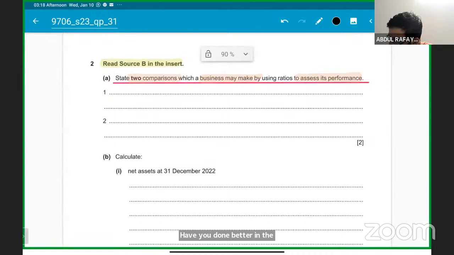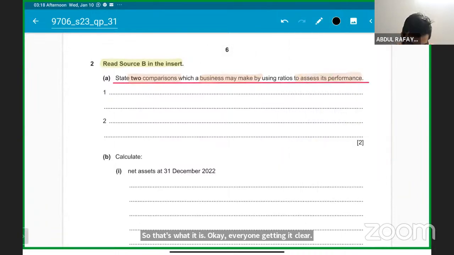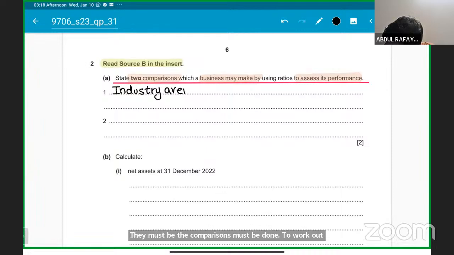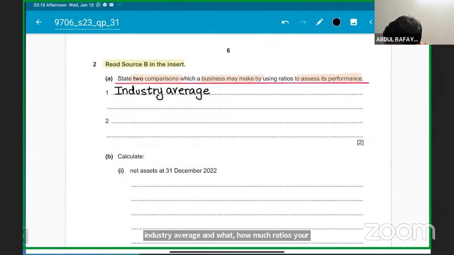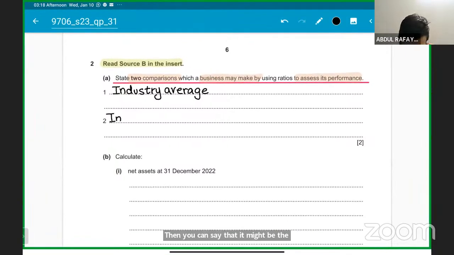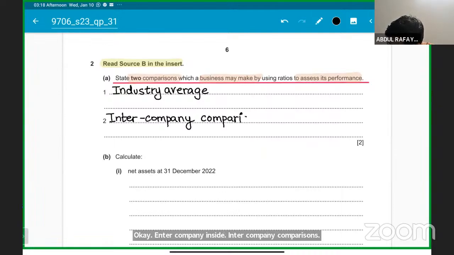Everyone getting it clear? So you can write down, because you just have to word the answer for state, you can say that for the industry average, the comparisons must be done to work out the industry average. What is the industry average, and how much ratios your business has achieved, what performance your business has done. Then you can say that it might be the inter-company comparisons, comparisons with the competitors.